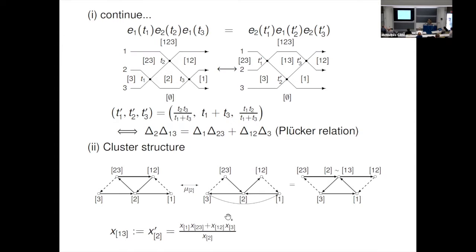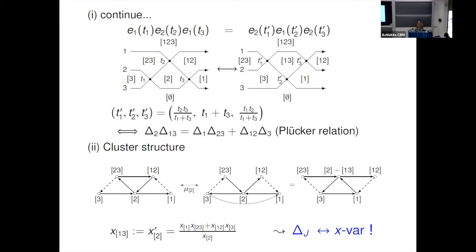So the mutation of X variables associated to this mutation is given by this formula. In terms of cluster algebra, X2 prime is this one. And because of this identification, we identify X2 prime as X1,3. Then this formula is nothing but the Plucker relation. So in this sense, we can say that the minors of matrix Y are X variables. Yes, I omitted that. But anyhow, let's try to explain this part.